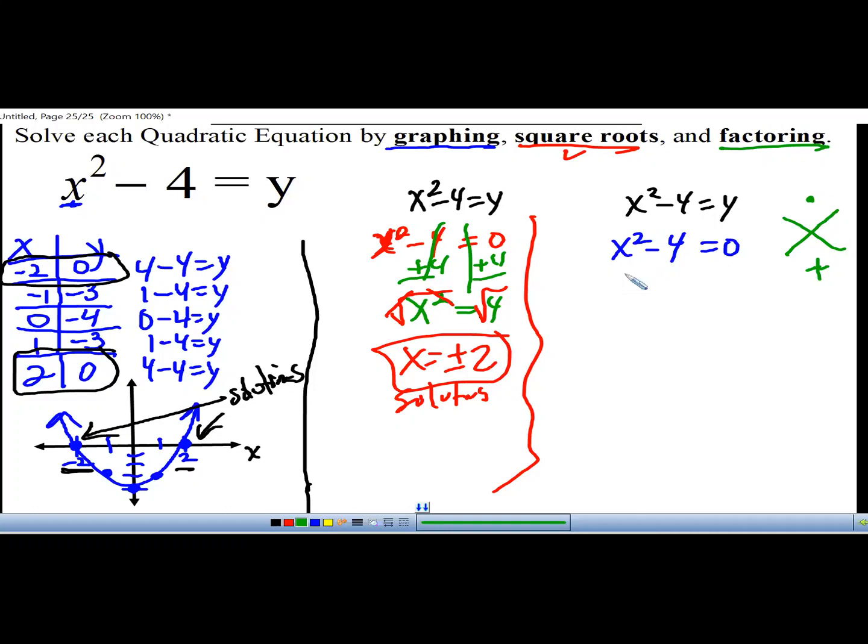I'm trying to refresh your memory. Let's see if it's true. Can I take the square root of x squared? Yes, that's x times x. I open two parentheses down here, x for each parentheses.